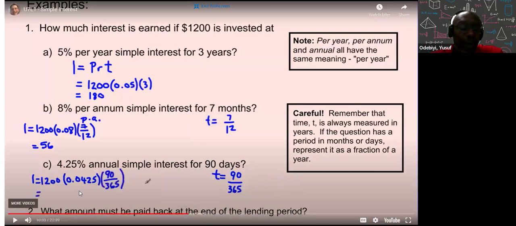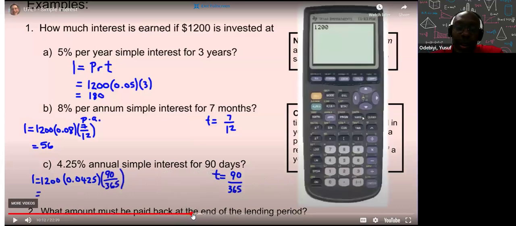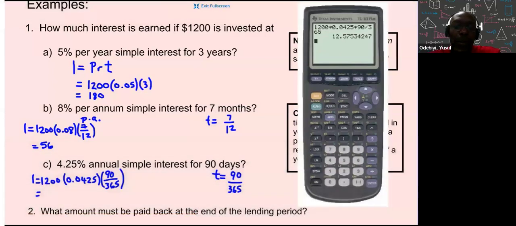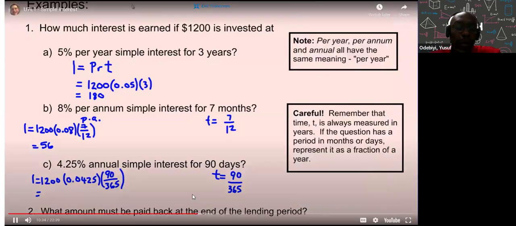Okay, so after 90 days, the interest the person earned, you can see the punch on the calculator, is only $12.58. We get 12.5753. Because we're dealing with money, though, we're going to round this to 2 decimal places. So 12.5, and then that 7 gets rounded up to an 8. So 12.58. Okay. Let's go to the next part.